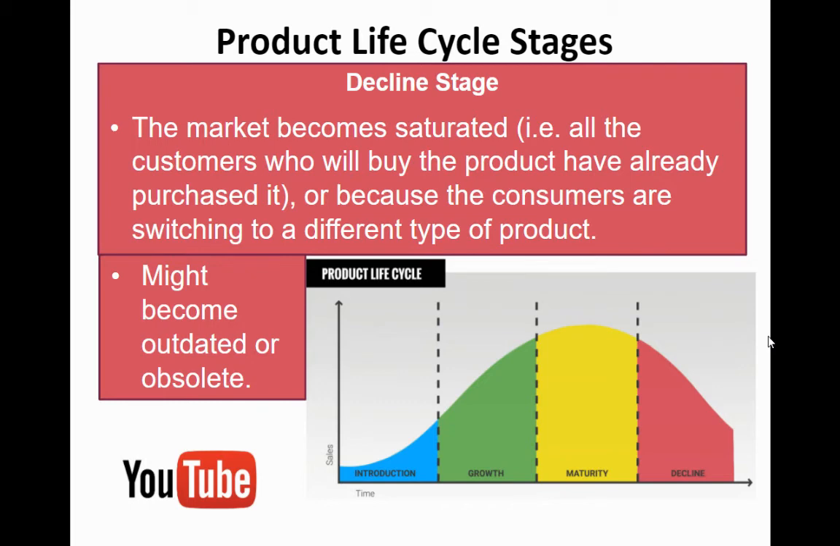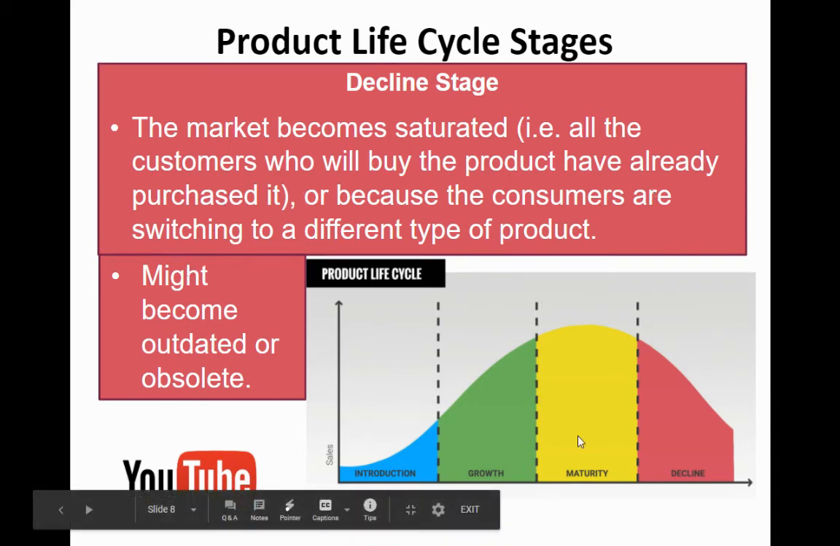So, for example, a typewriter. Nobody uses typewriters anymore. Everybody uses computers. So if you were a typewriter manufacturer and you did not get into computers, you probably don't have a business anymore because your product went away. So it becomes outdated or obsolete. And so those are our 4 stages.